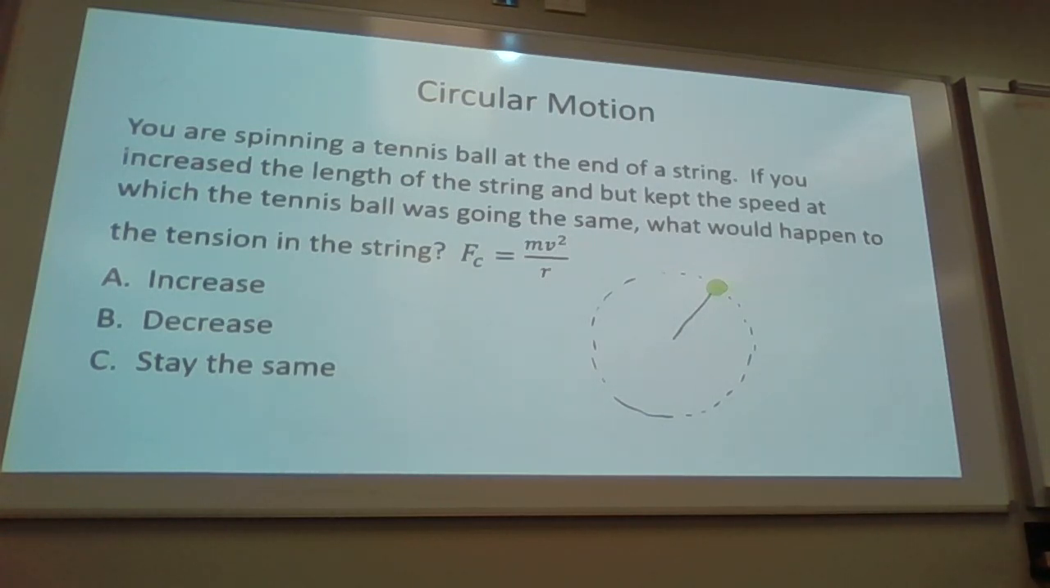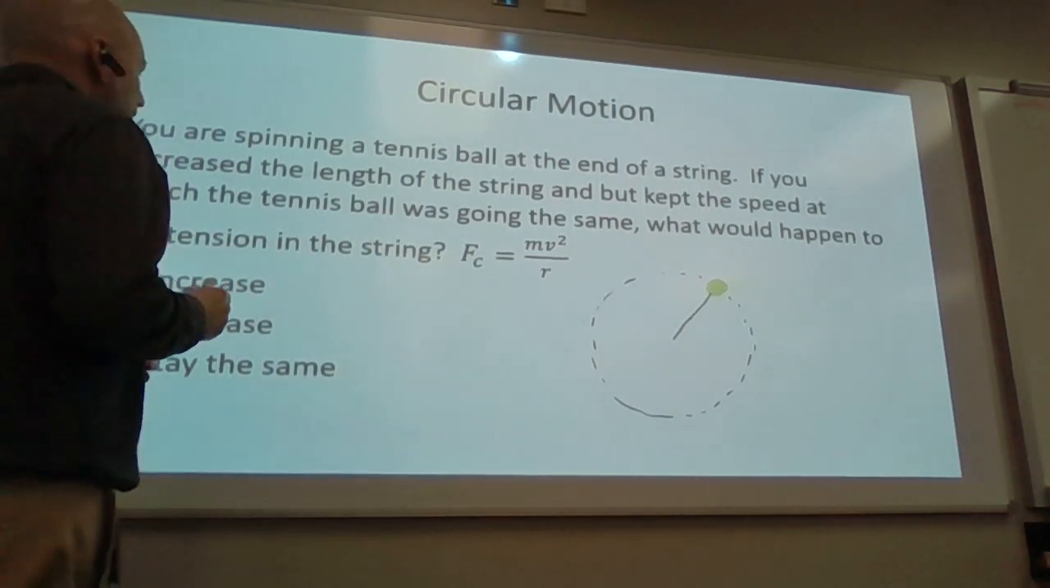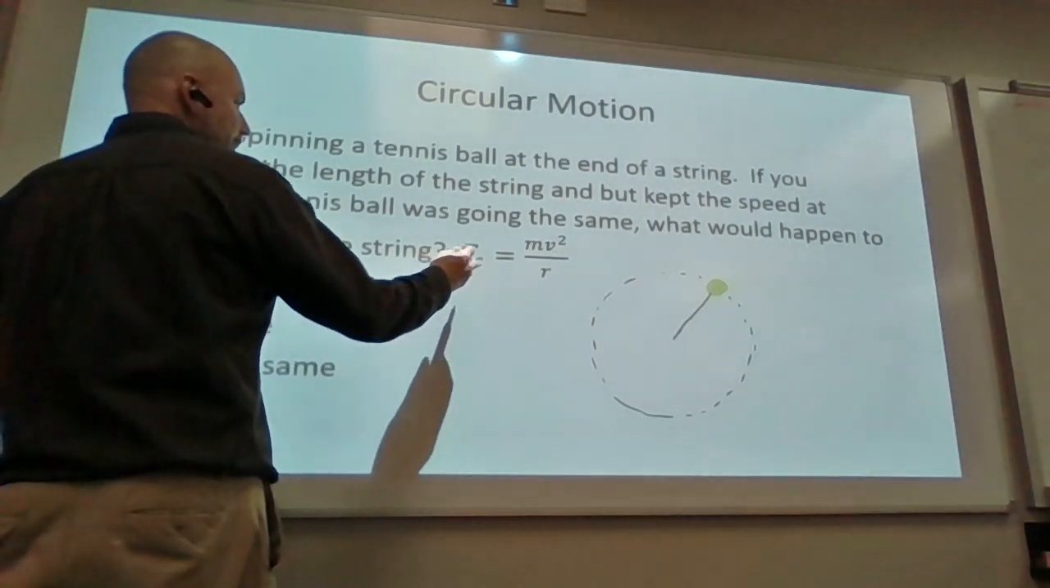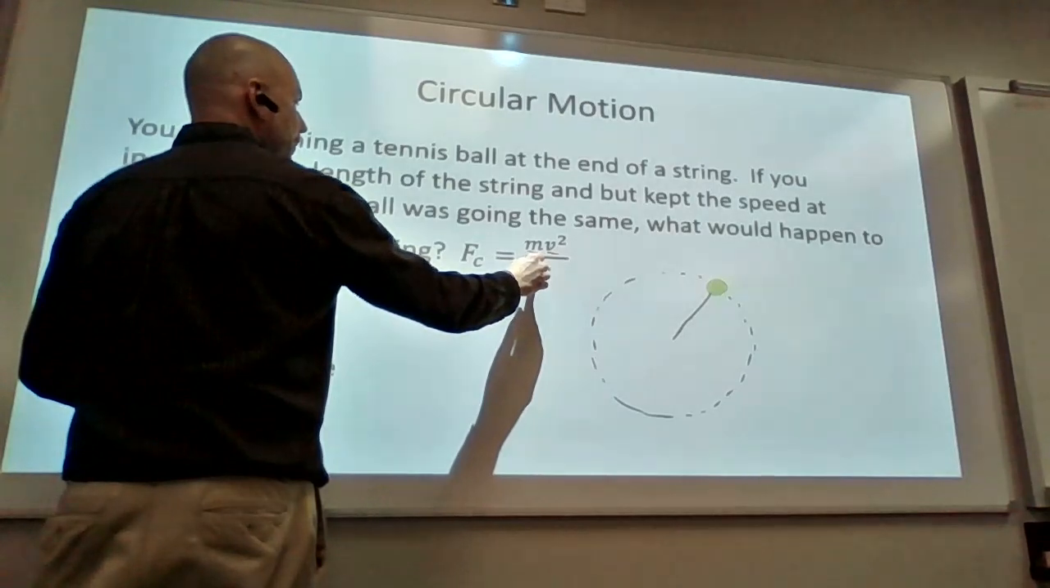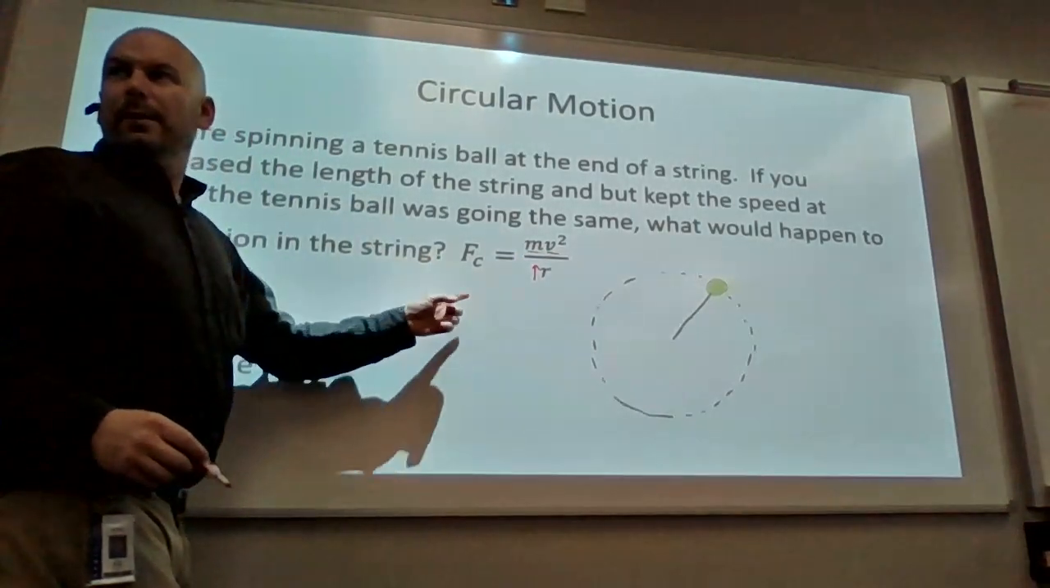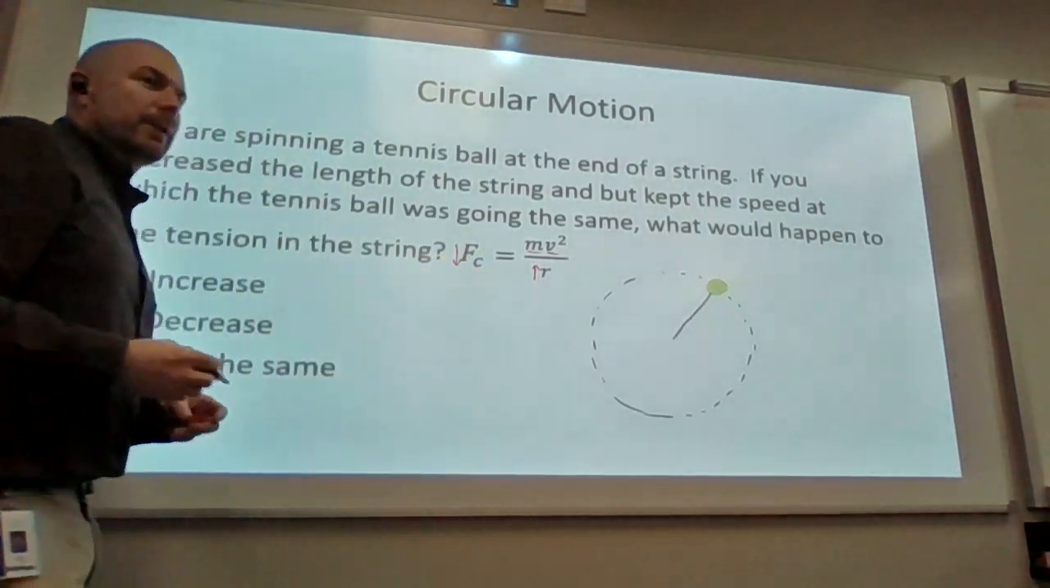Talk to your neighbor. Correct answer is B. Mass is kept the same, speed is kept the same, and the radius is increased. They're inversely related, so centripetal force decreases.